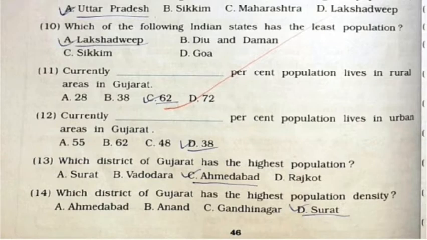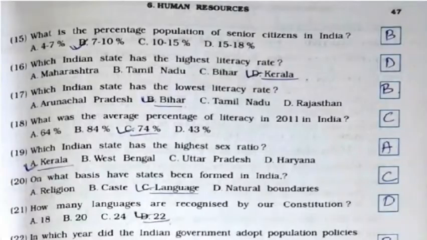It's option number D. 13th, which district of Gujarat has the highest population? It's option number C, Ahmedabad. 14th, which district of Gujarat has the highest population density? It's option number D, Surat. 15th, what is the percentage population of senior citizens in India? It's option number B, 7 to 10%.